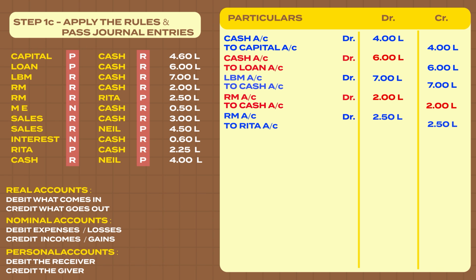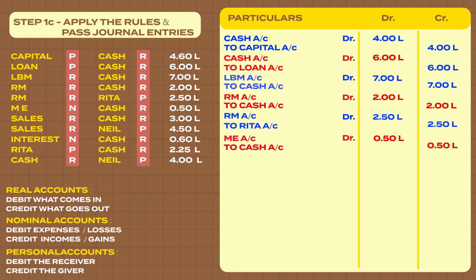Manufacturing expenses were paid. Two account heads are manufacturing expenses and cash. Manufacturing expenses is nominal. The rule says debit expenses, credit incomes. So manufacturing expenses will be debited. And the second account head is cash. When you paid manufacturing expenses, cash went out, and the rule says credit what goes out.